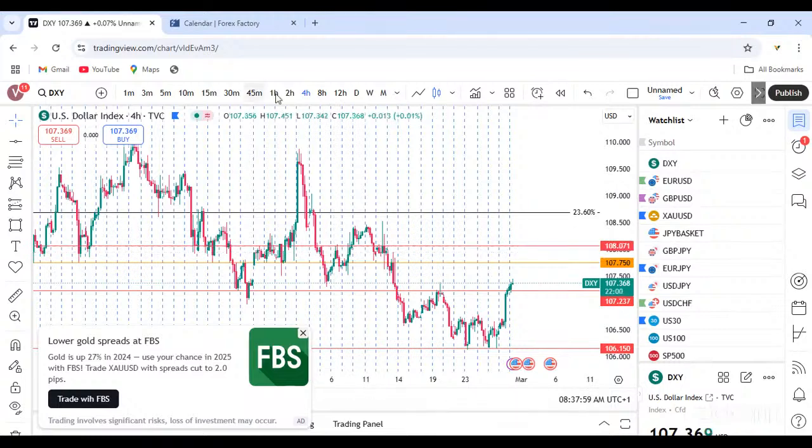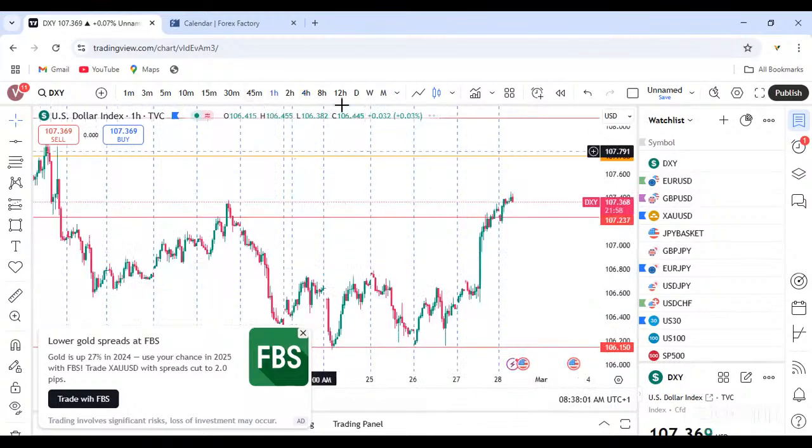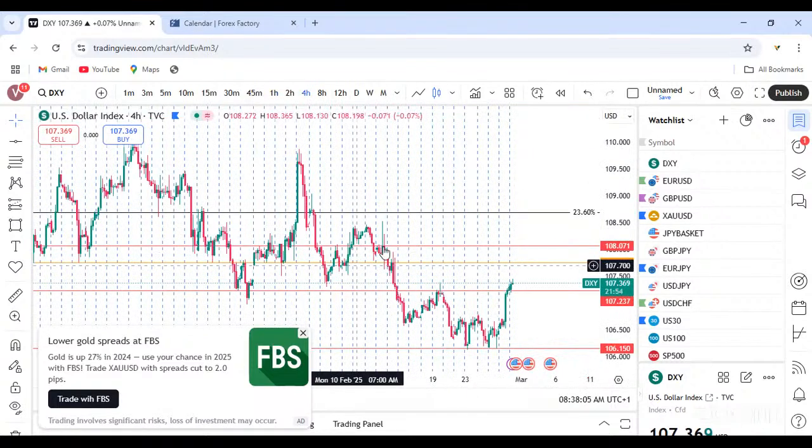Right. So my outlook for today is actually a buy to sell: a buy into this very level, this left shoulder at 108.071, and a sell off that very level once price trades into the 4-hour left shoulder.